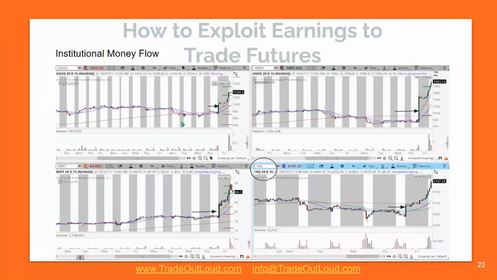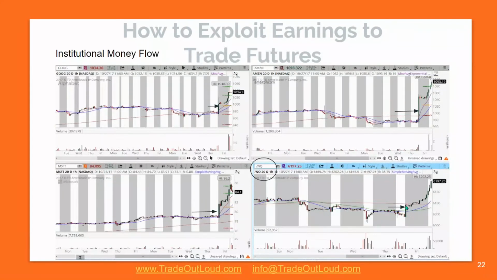Okay, so here's the institutional money flow. This is very interesting, guys, because on this day that I have on the slide, we had Google, Amazon, and Microsoft that all reported at the same time. And you could see the momentum. And you could see the similarity of the move. And you could see the pop-up in all of these stocks.